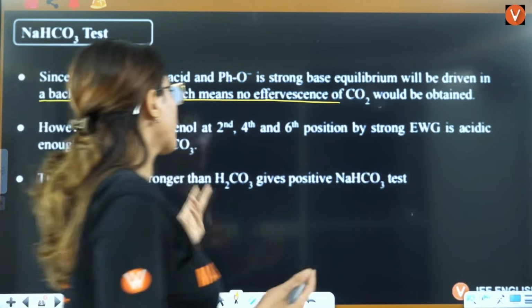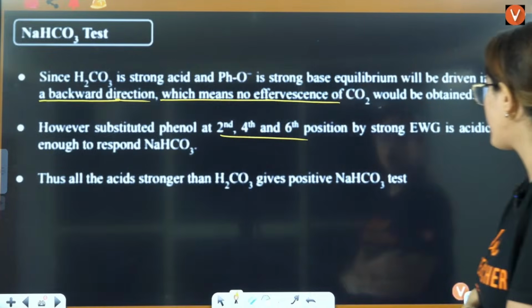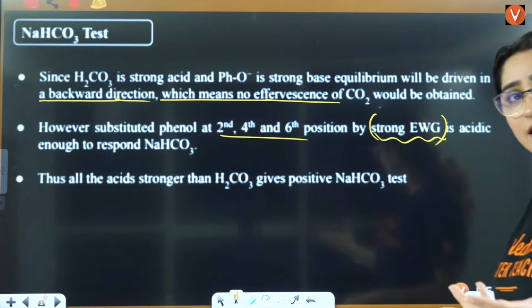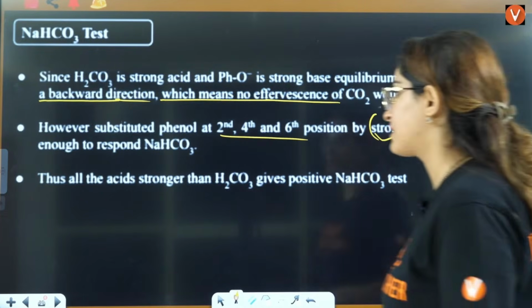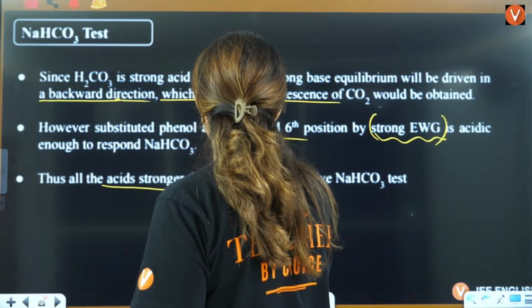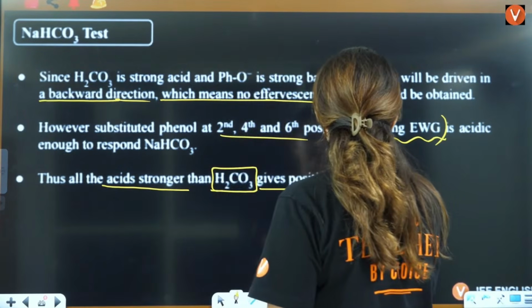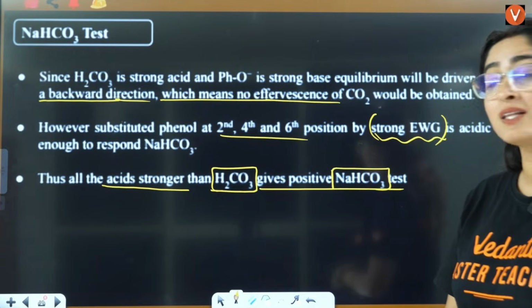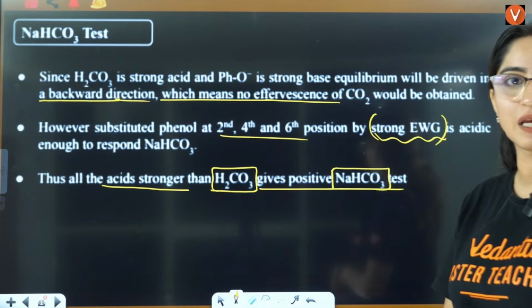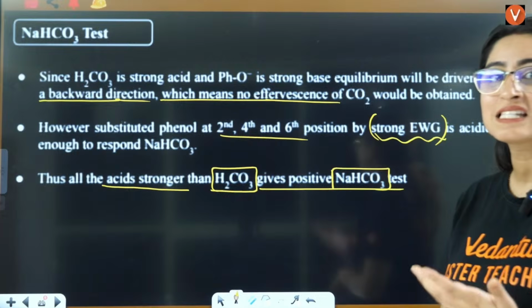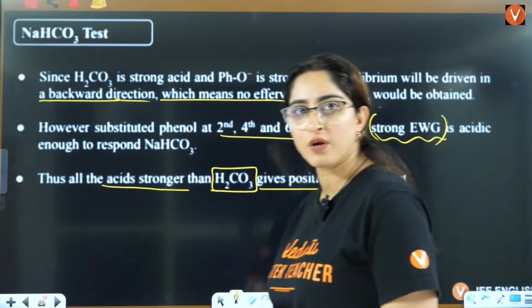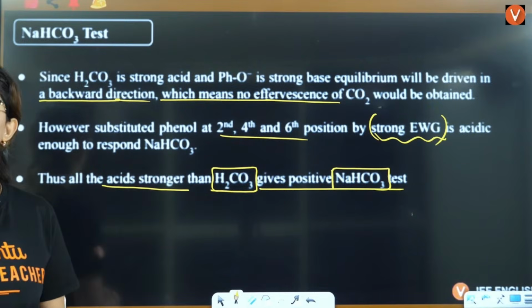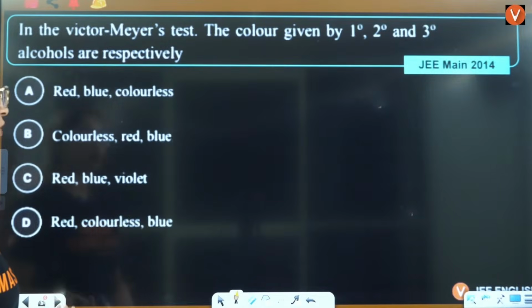However, a substituted phenol, such as an ortho-para substituted phenol with a strong electron withdrawing group, makes the phenol very acidic, and then this reaction can take place. Thus, all acids stronger than H2CO3 give a positive NaHCO3 test. Phenol is a weaker acid, but all acids stronger than H2CO3, like HCl, H2SO4, and picric acid, will give a positive test, but not acids weaker than carbonic acid.